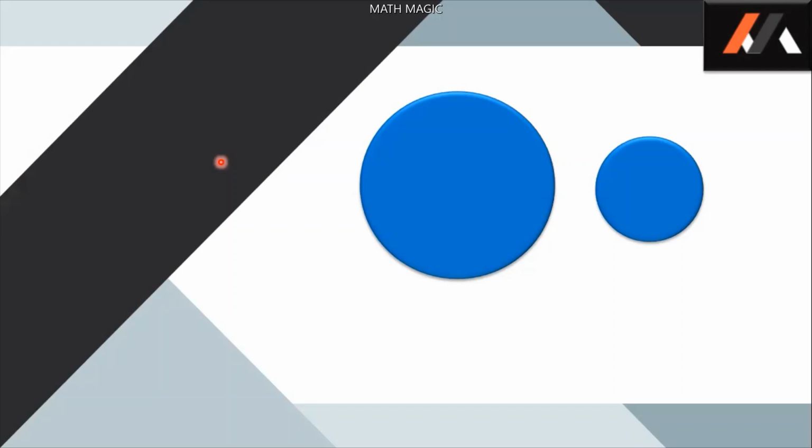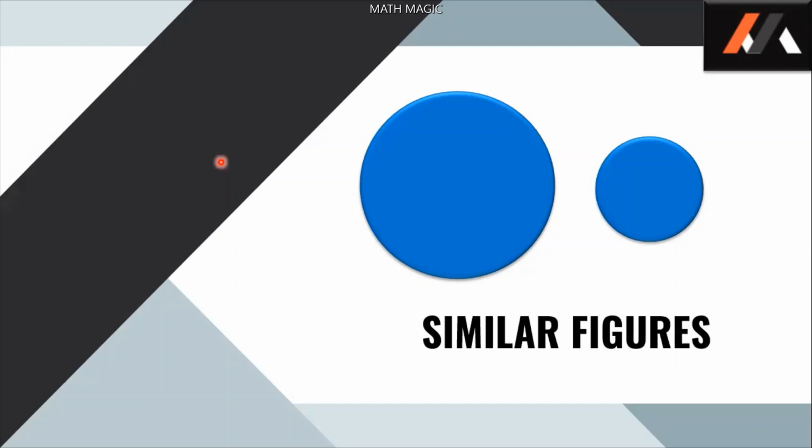Now, can I refer to them as congruent figures? No, I cannot do that because they have different radii. But as I read before, I can call them similar figures because they have the same shape but not necessarily the same size. In this chapter, we'll be dealing with all types of figures which have the same shape but not necessarily the same size.